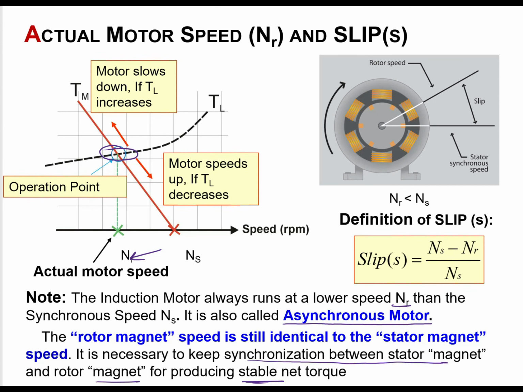The difference between the synchronous speed and the rotor speed expressed as a percent of the synchronous speed over here is called the slip, and we denote it as S.